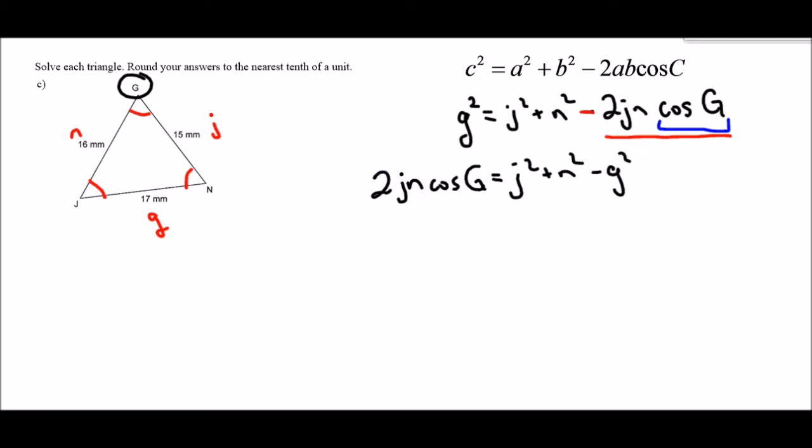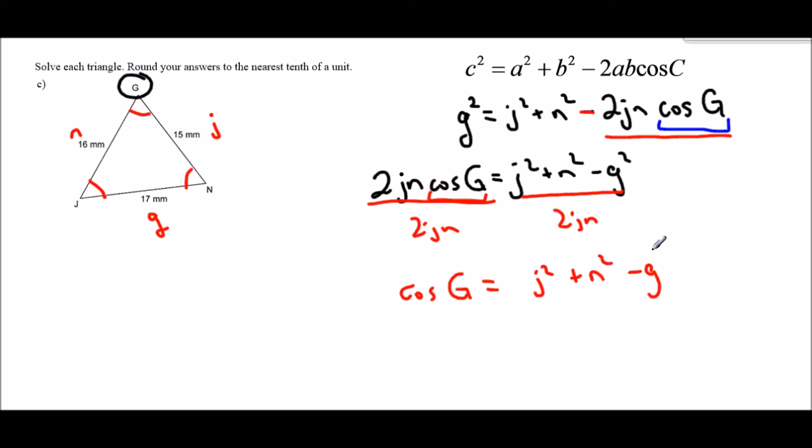And then, because my goal is to isolate G, or actually I'm just going to isolate cosine G, and then it's very easy to get G. Now I need to get rid of the multiplication by 2JN. And that means I need to divide on both sides by 2JN. And that means my rearranged cosine formula for this question is that the cosine of G is equal to J squared plus N squared minus G squared, all divided by 2 times J times N. So that's the rearranged cosine law that helps me find an angle if I know three sides, and that's exactly the situation I have here.